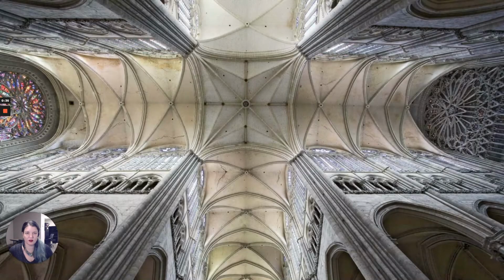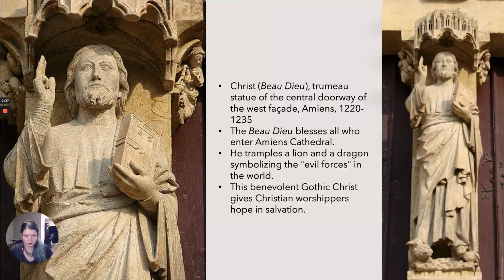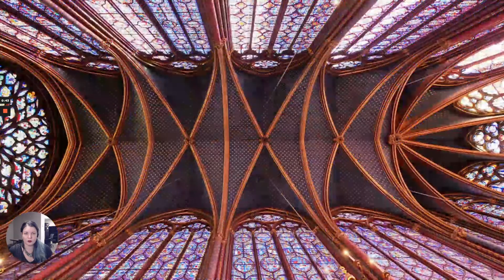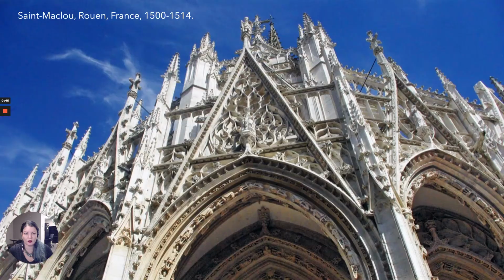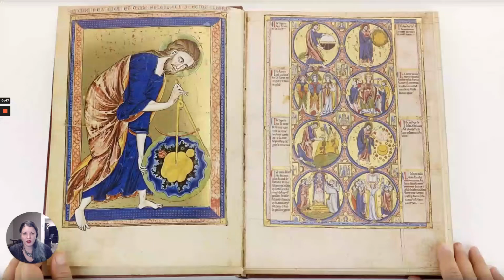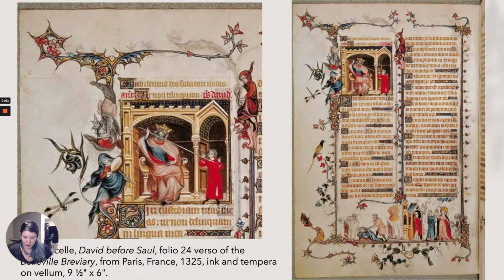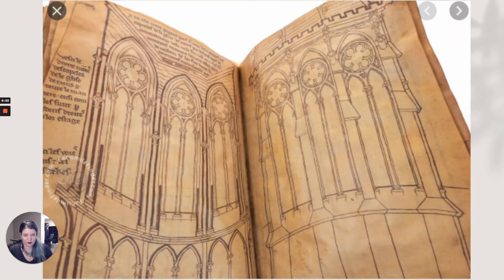Flying buttresses, rib vaults, hot Jesus, all the things. Renaissance style, flamboyant style. Paris is the city of lights because it's the city of illumination, not because of the lights.